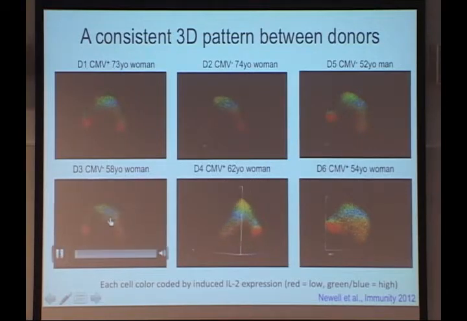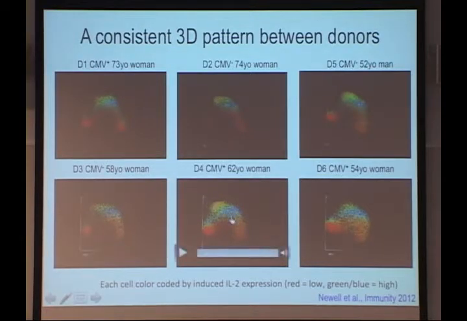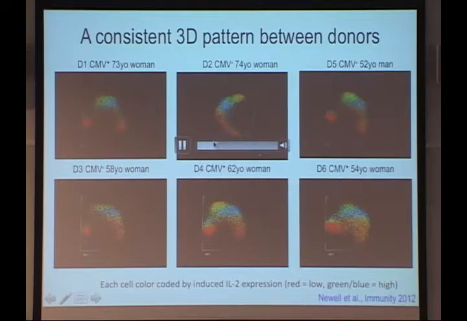You have this sort of folded Y shape, where the naive cells here in red are a more uniform blob of cells, and then you have this spectrum of memory cells. So it shows that there's a continuum of memory cells by this analysis, and then it looks like a bifurcation. In these plots, they're also colored by the IL-2 expression induced by PMA and ionomycin.